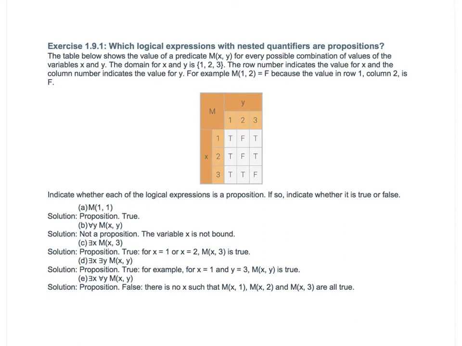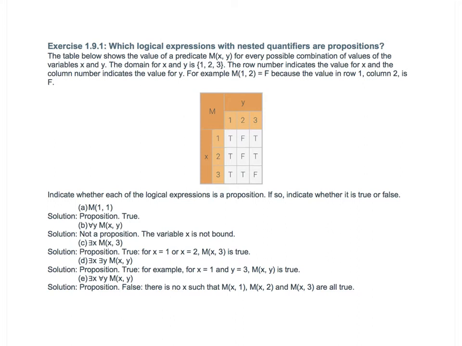The last one is there exists an x such that for every y, M of x and y. So this is an example of a nested quantified statement. It's an existential universal statement. The first part is an existential quantifier. The second part is a universal quantifier.